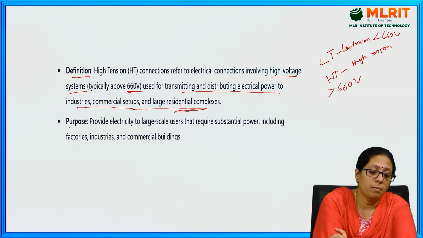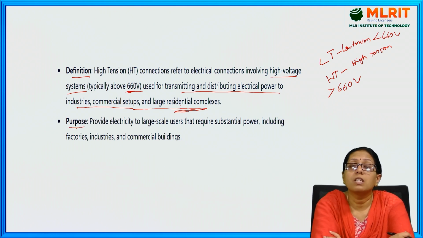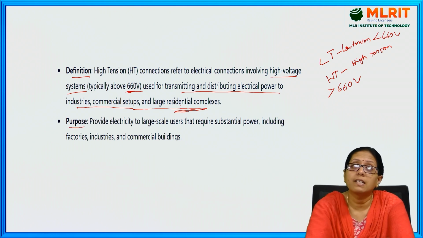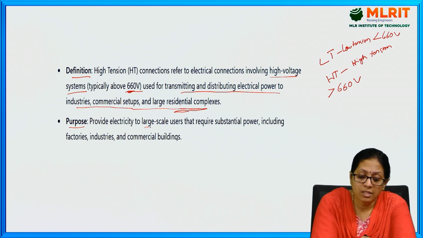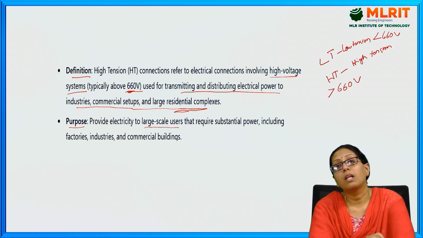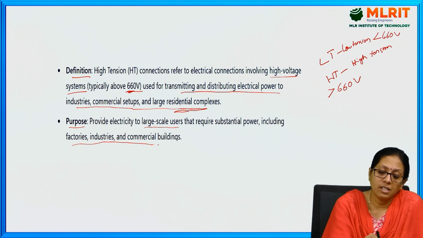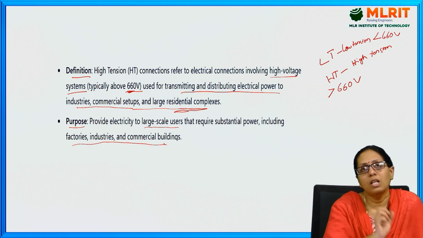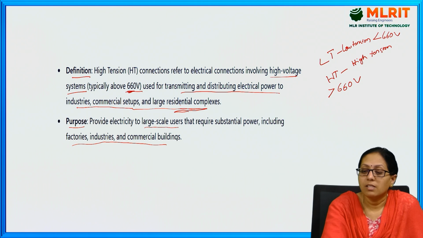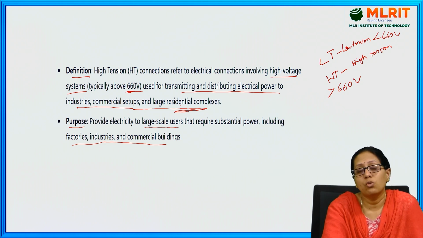What is the purpose? It is used to provide electricity to large scale users that require substantial power, including the factories, industries as well as commercial buildings. So as I said, LT is used for residential purposes and HT is used for commercial and industrial purposes.